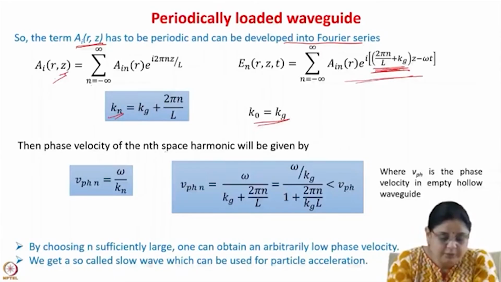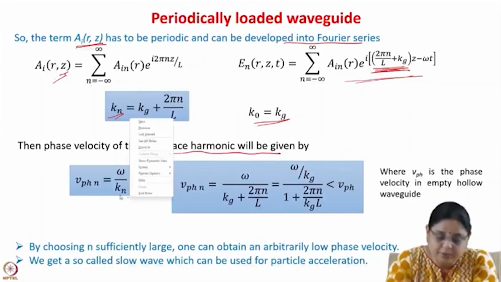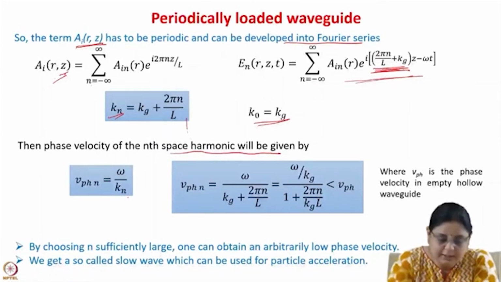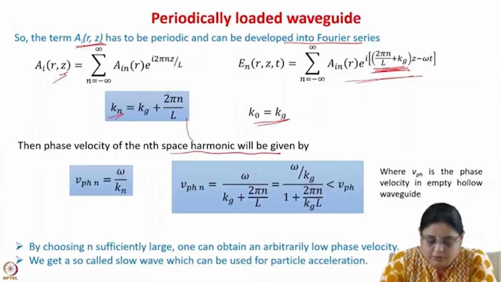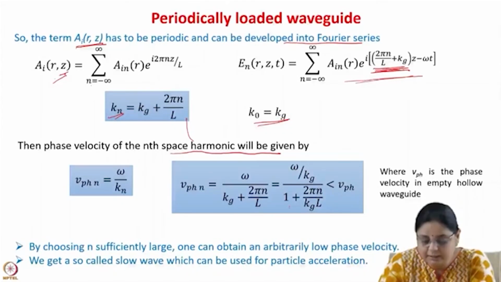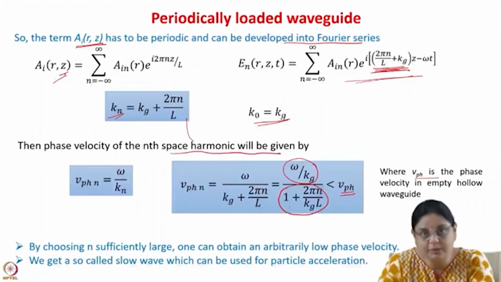Okay, so the phase velocity of the nth space harmonic will now be given by omega by Kn. You divide the numerator and denominator by Kg, and you get omega by Kg, which is the phase velocity in a uniform hollow waveguide, divided by 1 plus 2 pi n by Kg L. This is a number greater than 1, so this will be less than the phase velocity of the hollow waveguide, where v phase is omega by Kg.